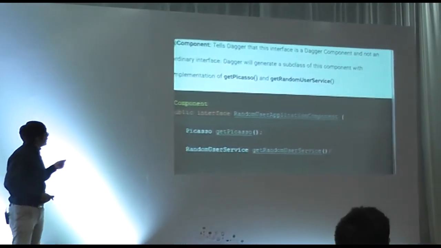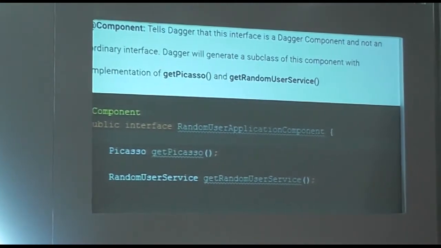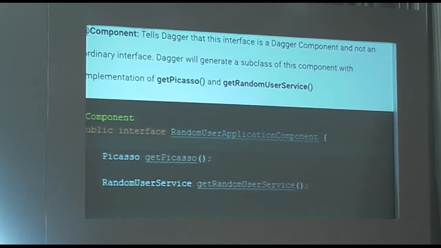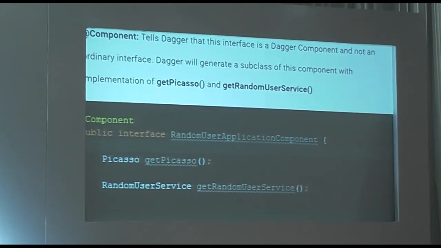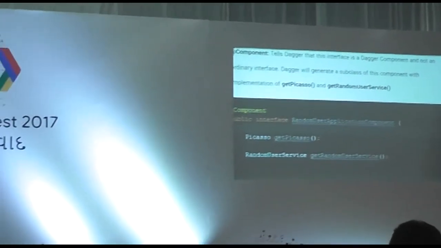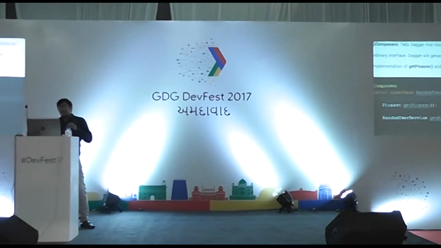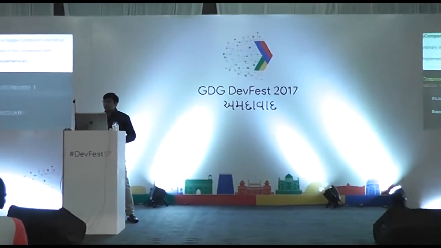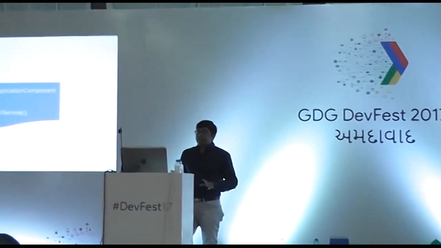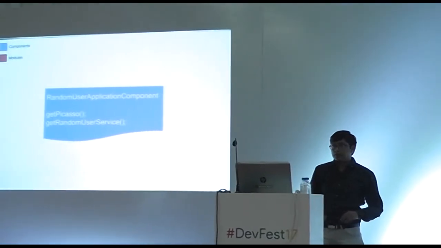So I created a RandomUserApplicationComponent. Is this visible from the back? In RandomUserApplicationComponent I have created two methods: Picasso, which returns Picasso, and RandomUserService. What this tells Dagger is that this is not an ordinary interface. This is a Dagger component, and Dagger will generate a subclass of this component. This is what we have done till now: we have created a component and written two methods in it.